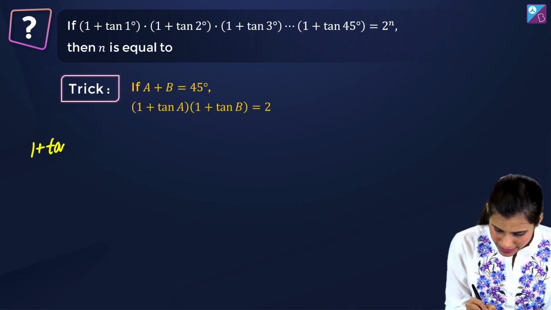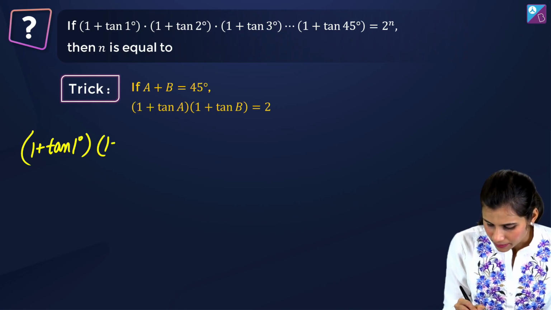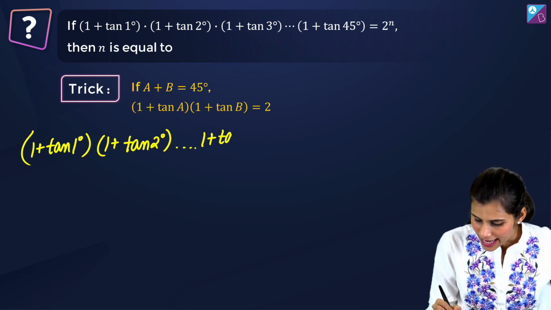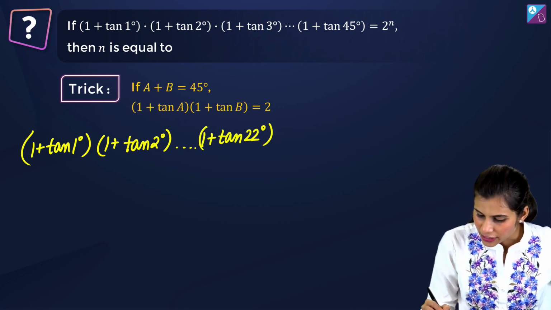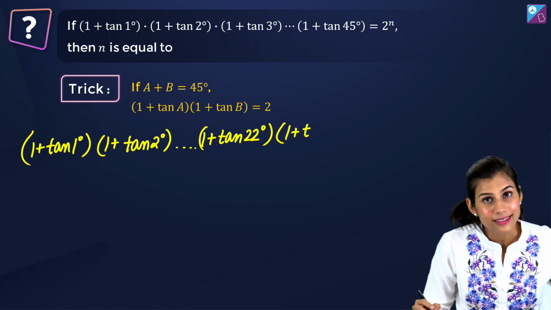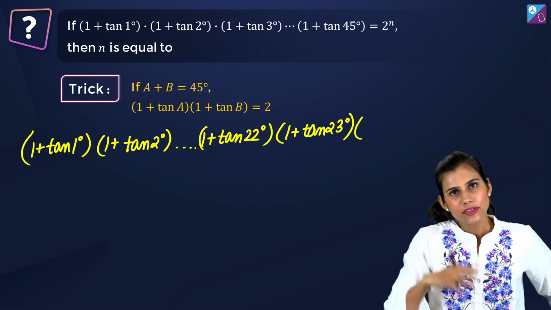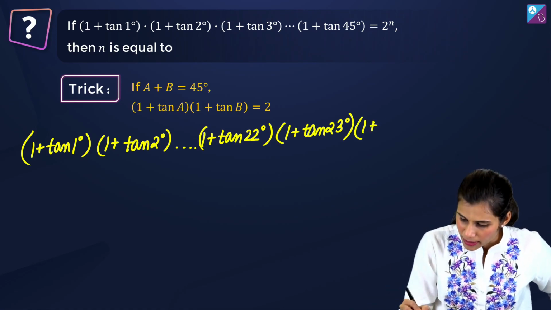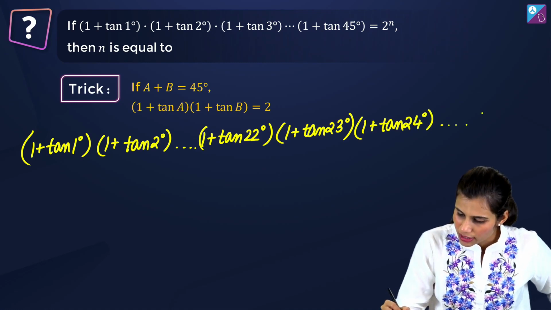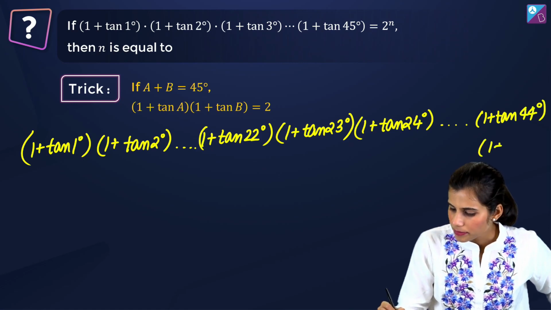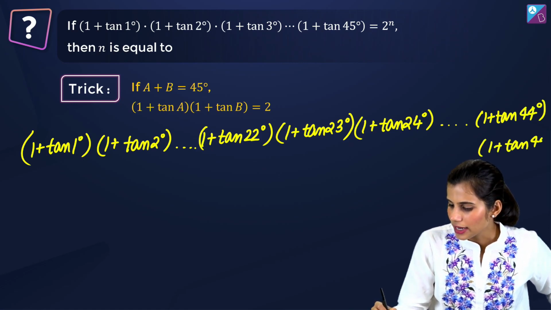So you have 1 plus tan 1 degree multiplied by 1 plus tan 2 degree and so on. Then you have 1 plus tan 22 degrees. Then you will have the middle term, which is the 23rd term, which will be 1 plus tan 23 degrees. And then you will have the latter 22 terms. So 1 plus tan 24 degrees and so on, 1 plus tan 44 degrees, 1 plus tan 45 degrees.